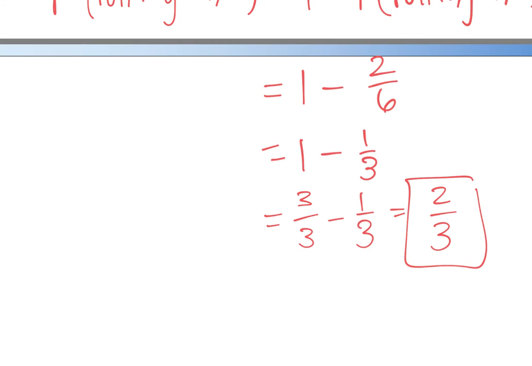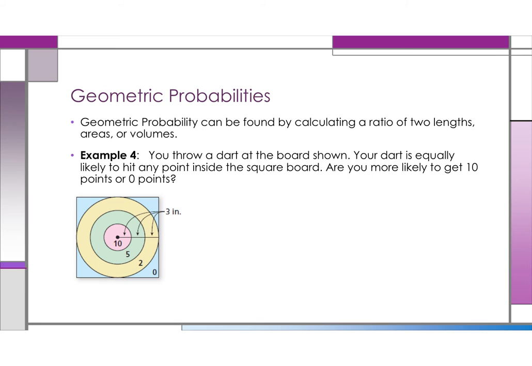The 3 over 3, yes. This 3 over 3 is 1, right? Because 3 divided by 3 just gives us 1. We need to find a common denominator, though.